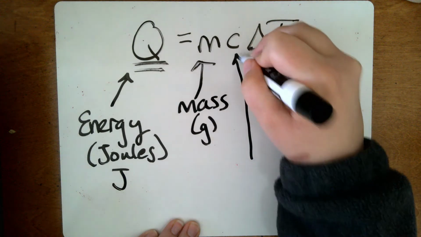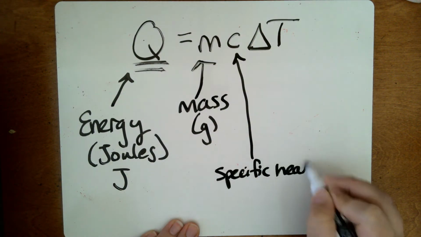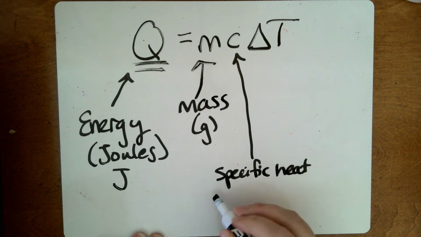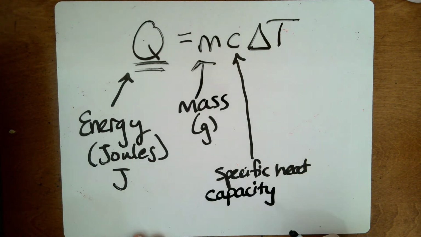C is specific heat capacity, which is that thing we were talking about, where it varies for every substance, and it basically tells you how easy or difficult it is to heat or cool a substance. So the specific heat capacity is the amount of energy required to increase the temperature of 1 gram of a substance by 1 degree Celsius. So it kind of has interesting units. The units are joules per gram degree Celsius. It's the amount of energy required to raise 1 gram by 1 degree Celsius.